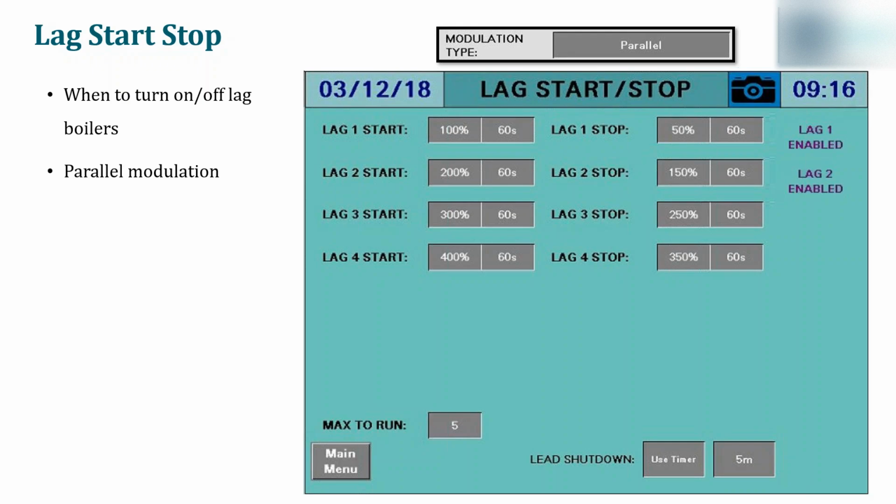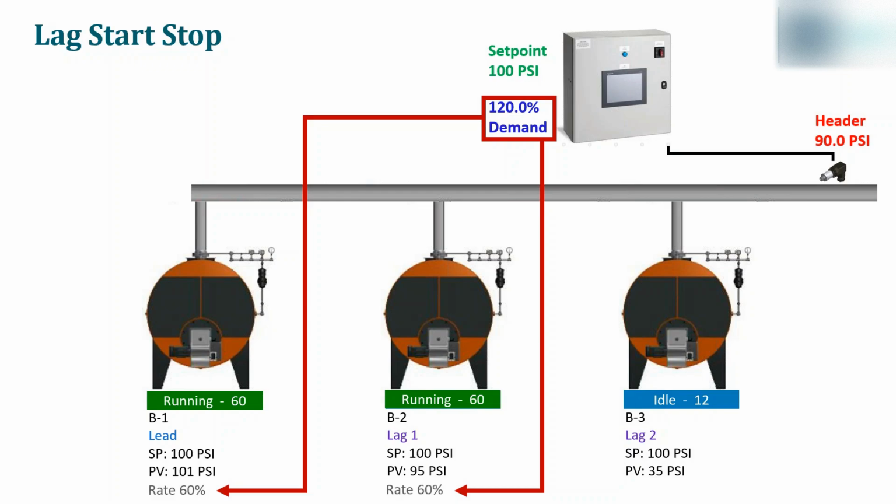But for the parallel modulation, remember that we're going to split the demand between boiler 1 and boiler 2 evenly as much as we can. Okay, so boiler 1, 60%, boiler 2, 60%, for a total of 120% demand.